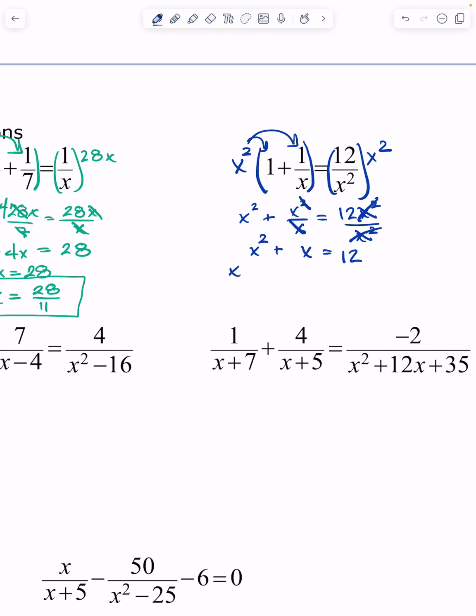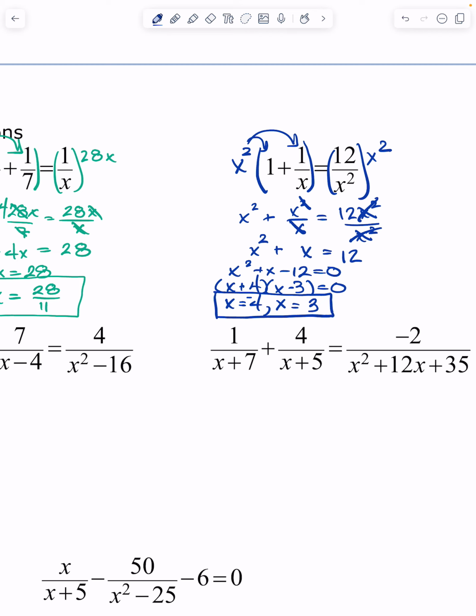Now I'm going to move everything to the same side. And I'm going to factor. x plus 4 and x minus 3. X equals negative 4. X equals positive 3. Now, I skipped something in the last one.